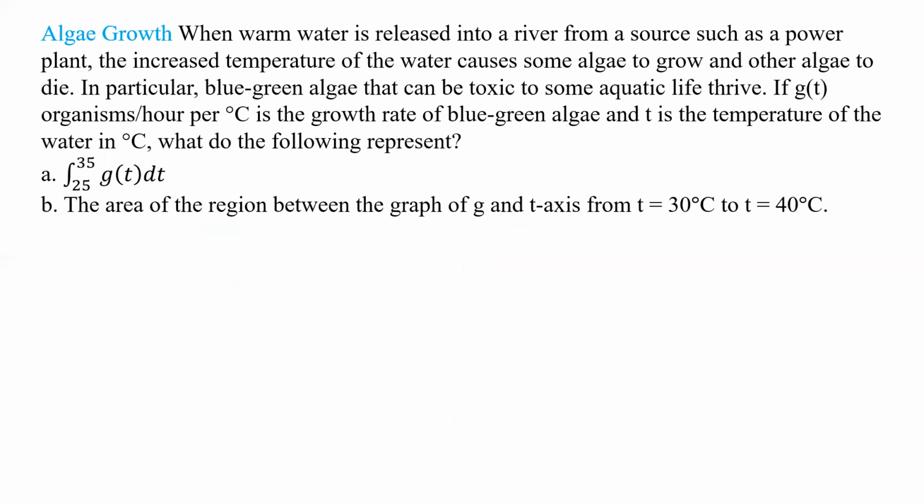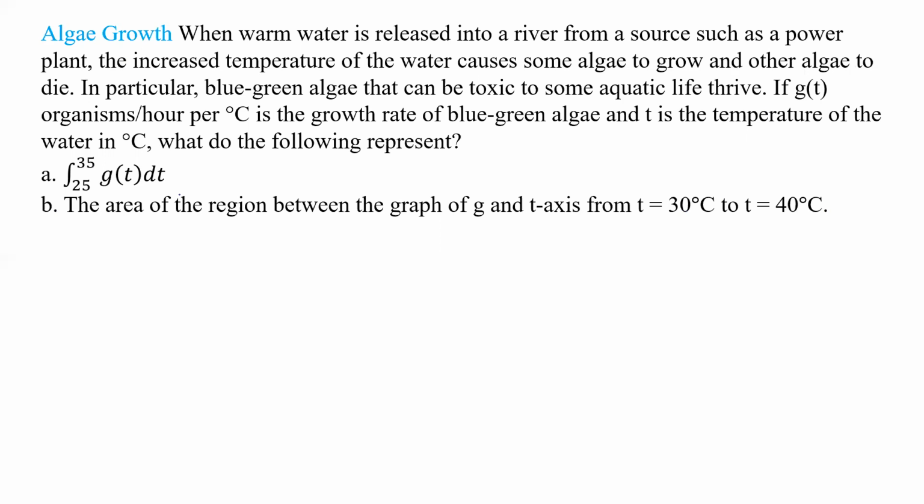When warm water is released into a river from a source such as a power plant, the increased temperature of the water causes some algae to grow and other algae to die. In particular, blue-green algae that can be toxic to some aquatic life thrive. Now, if G of T organisms per hour per degree Celsius is the growth rate of blue-green algae, and T is the temperature of the water in degrees Celsius, what do the following represent?